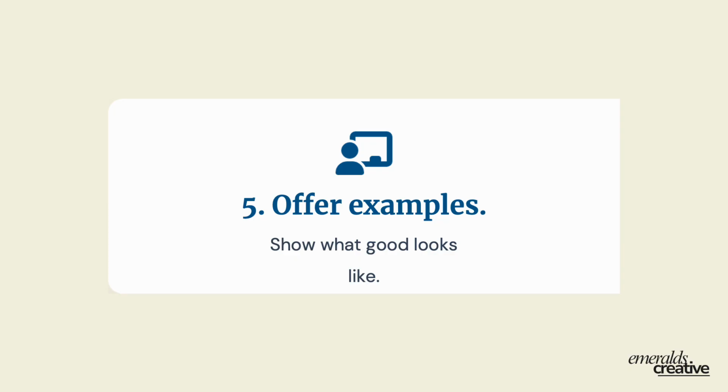Fifth, offer examples. If you have a specific format or style in mind, show it to the AI. Don't just describe what you want, demonstrate it. This is called few shot prompting. Few shots just means you're giving the AI a few examples to learn from. For example, "Here's an example of a headline I like," you place the example, "now write 5 headlines in that style for the story." When you show the AI what good looks like, it can match the pattern much more reliably than if you just described it.